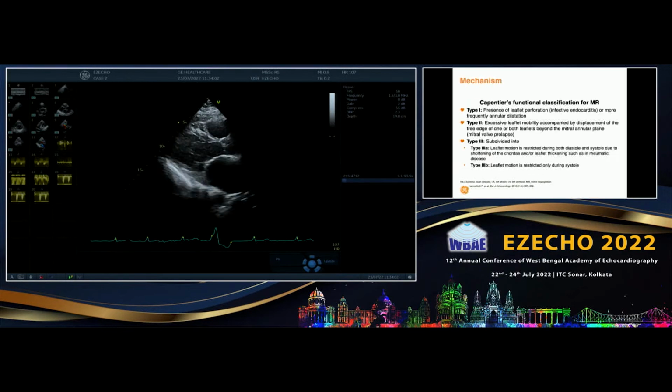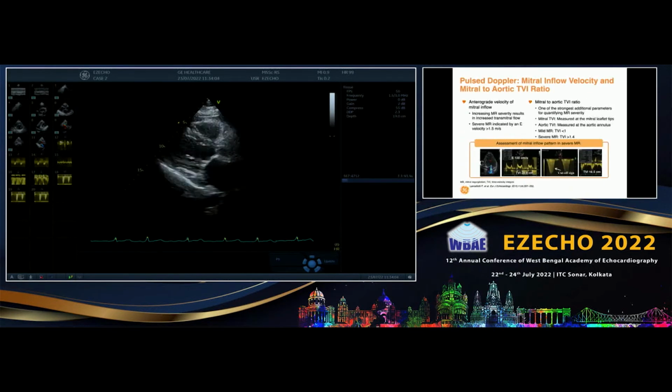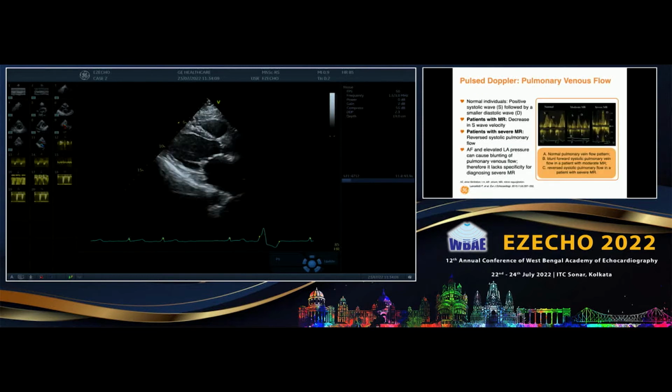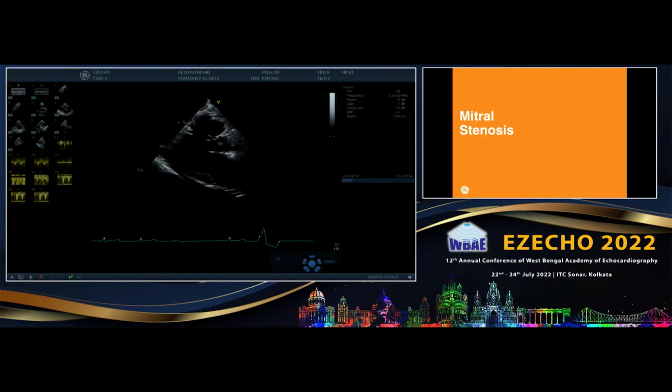It's called ejection time. And when you take it from the beginning to the peak, it is called the acceleration time. So when it accelerates late, that means it is a severe stenosis, correct? This all has prognostic importance.